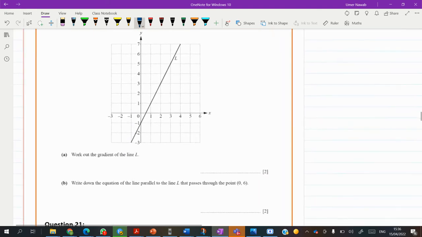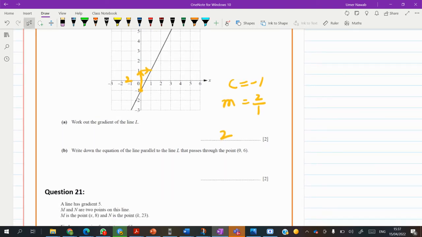Question number 20. He gives you the line on the grid and asks you to find the gradient. So what is the y-intercept? The y-intercept is minus 1. From the y-intercept, see how much you go up. You go 2 units up and 1 unit right. So the gradient is 2 over 1, so m is just 2.